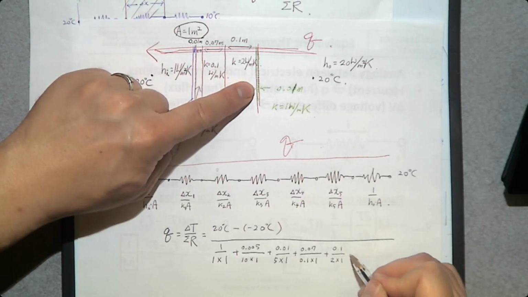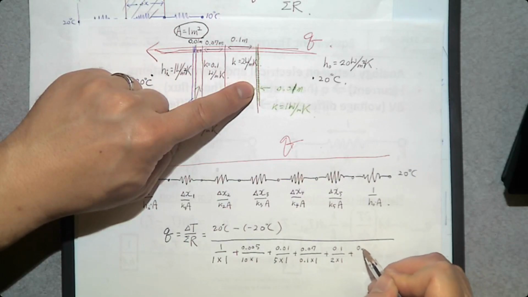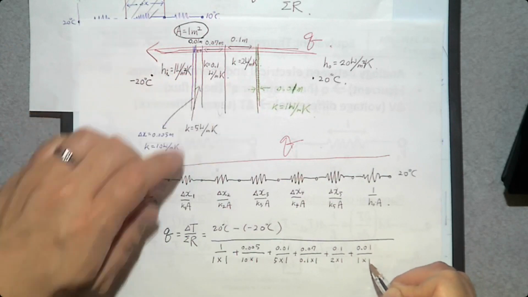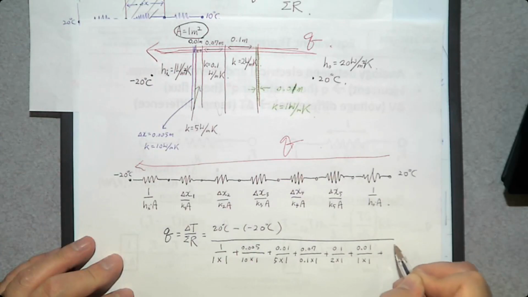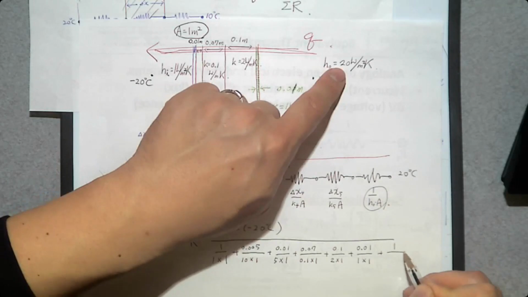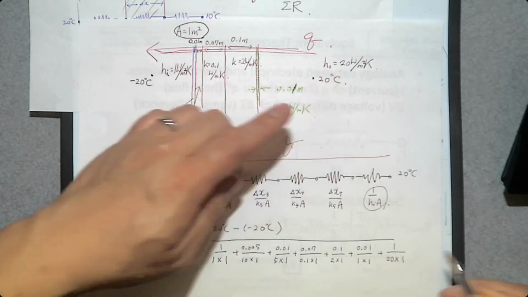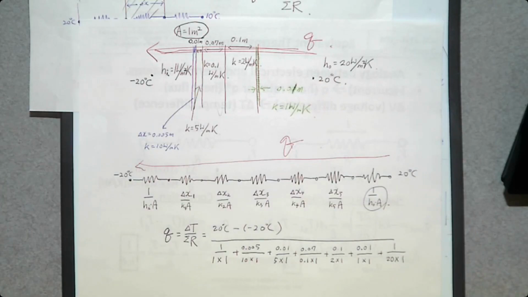And finally, we have this glass whose thickness is 0.01 divided by thermal conductivity 1 times unit area, plus the convection resistance, this one, 1 over H. H is 20 because it's windy outside, and the unit area. That's how you determine the rate of heat transfer Q.